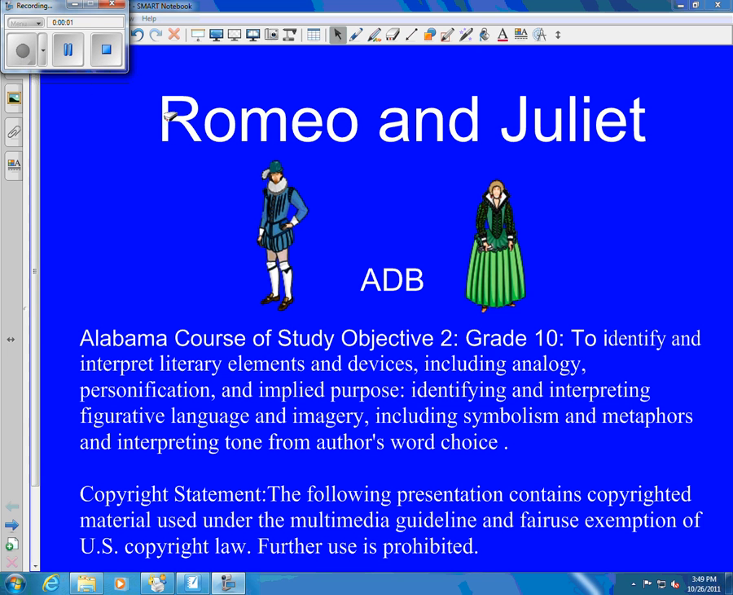The purpose of this lesson is to give a little history of Romeo and Juliet, as well as to find themes and motifs throughout the play. I want you to be able to give me some examples of these motifs and themes. I do have some quizzes, so make sure you pay attention.